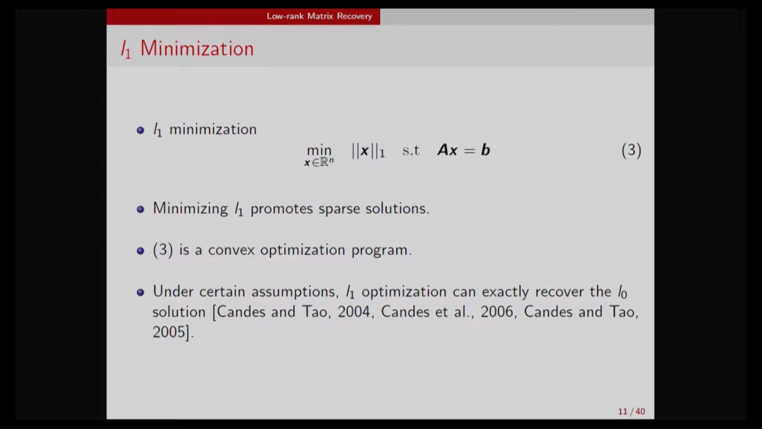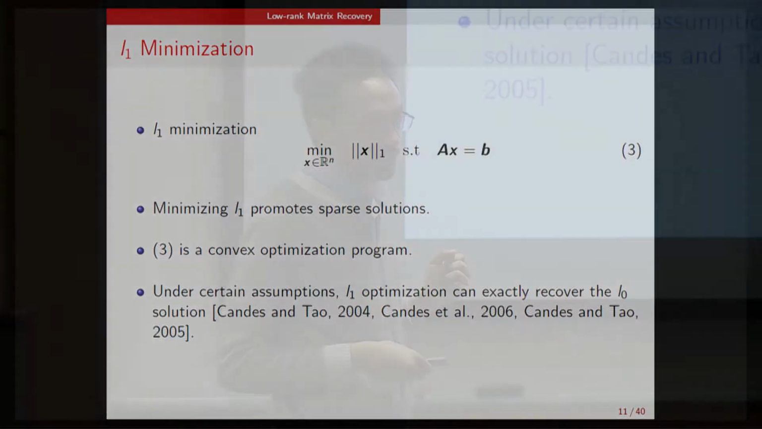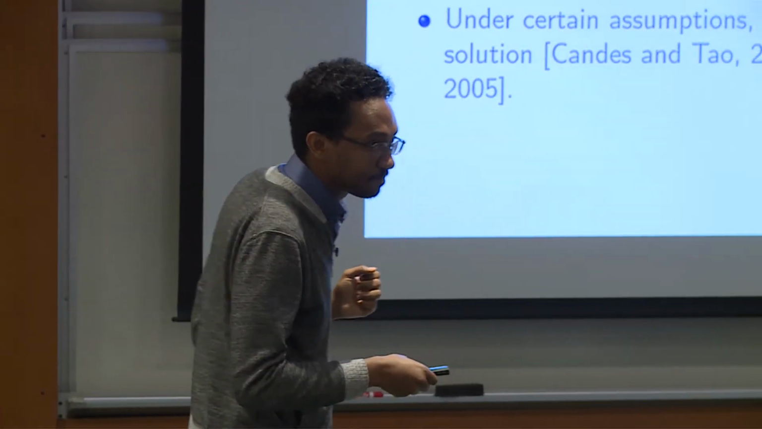L1 is just basically the L1 norm of the vector in consideration. So what does that do? Minimizing this L1 promotes sparse solutions. The nice thing is that this relaxation is a convex optimization program. And what people have shown is, under certain assumptions, this relaxation can exactly recover the true solution.